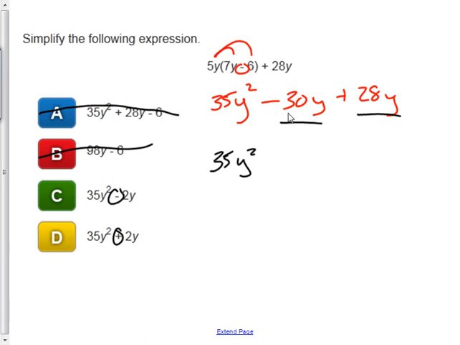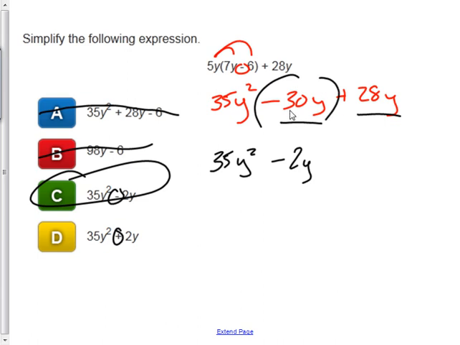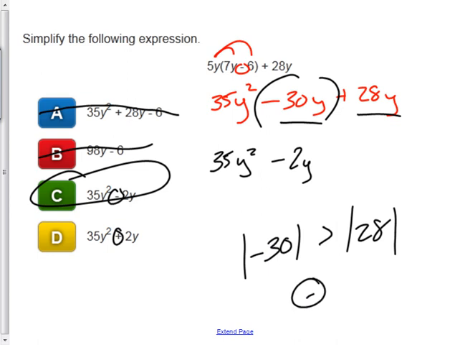Well, thinking about my absolute values, okay, the absolute value of negative 30 is greater than the absolute value of 28, so I know my answer should be a negative, and the difference between 30 and 28 is 2y, okay, so it is subtraction, and there was subtraction because this number right here has a greater absolute value, okay, the absolute value of negative 30 is greater than the absolute value of 28, so therefore our answer needs to be negative, okay?